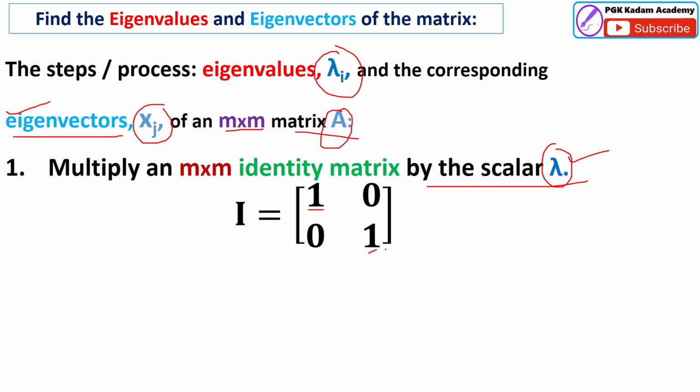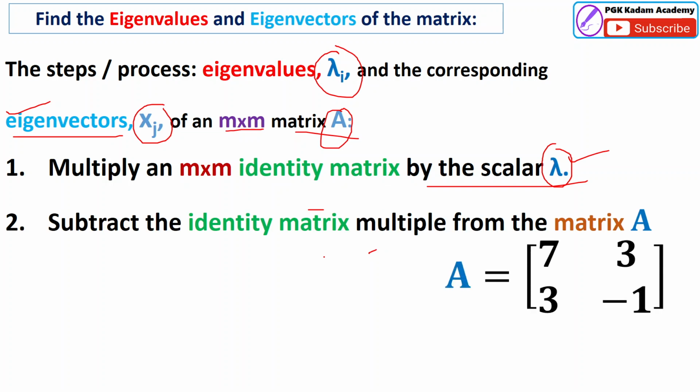If the matrix is 3 by 3, the identity matrix is 3 by 3. Here the matrix is 2 by 2, because A is 2 by 2, so the identity matrix is 1 0, 0 1. We have to multiply the identity matrix by the scalar lambda.